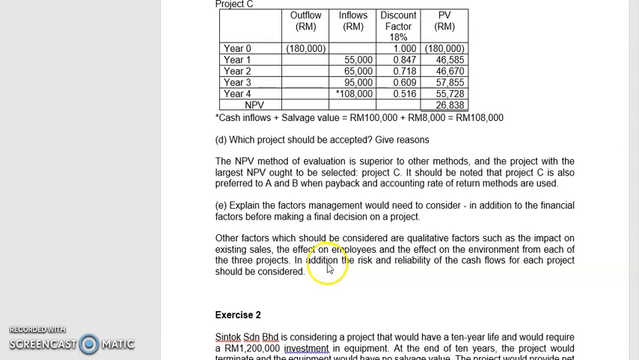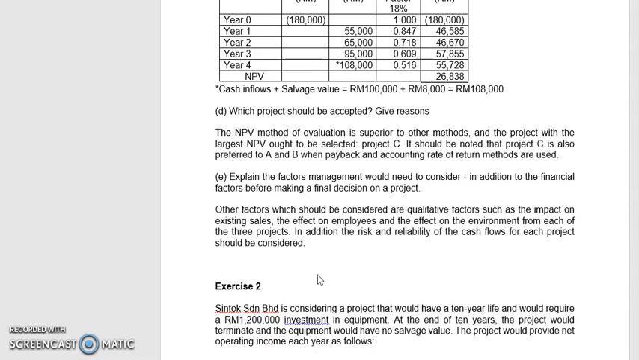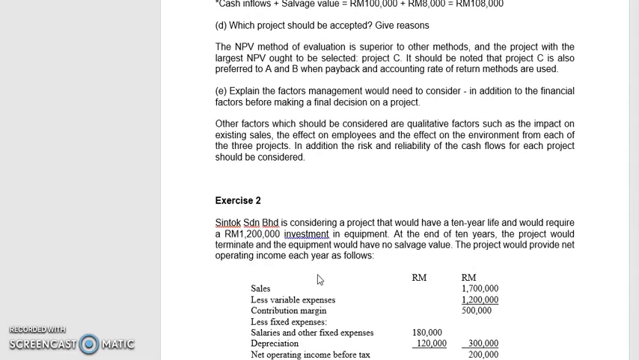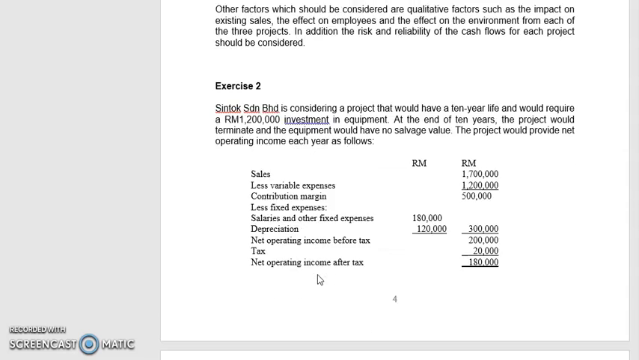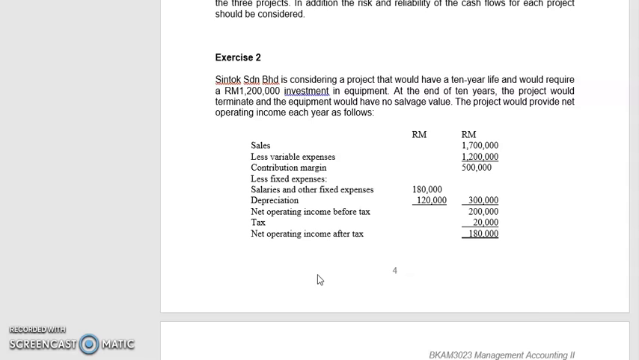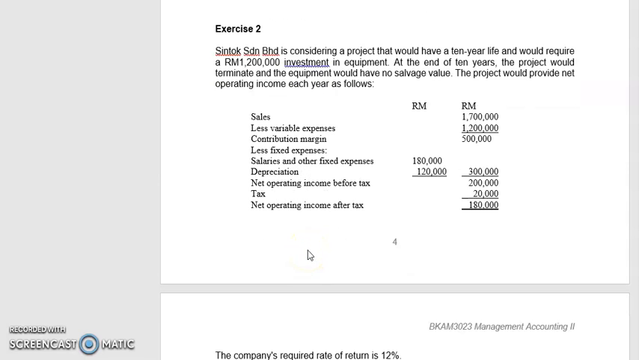In addition, the risk and reliability of the cash flows for each project should also be considered. Okay, so that is for chapter 1, exercise 1, and we go to exercise 2.